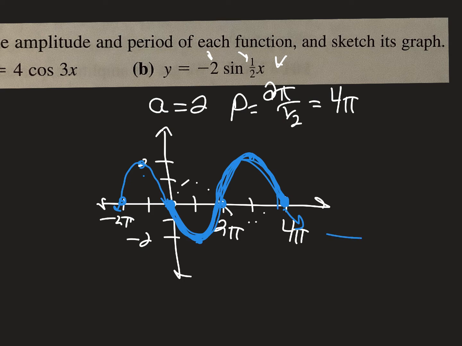And again, it's all about how well you label your axes. You have to label your x and y axis with your amplitude and your period. Again, amplitude, basically your vertical stretch or shrink. Your period, basically your horizontal stretch or shrink.